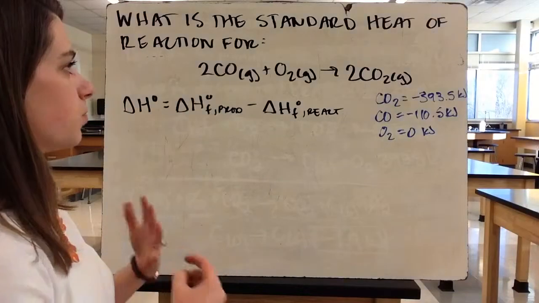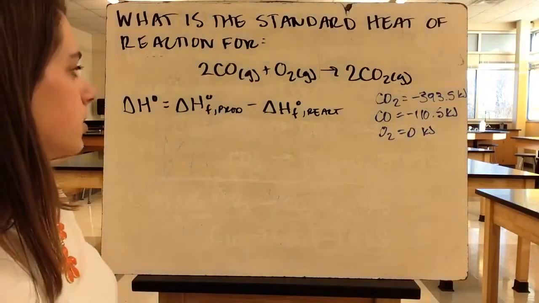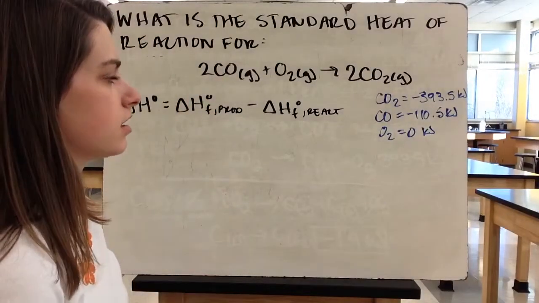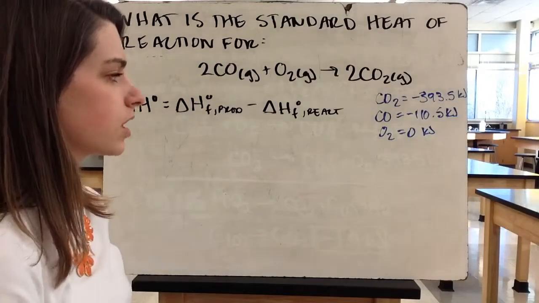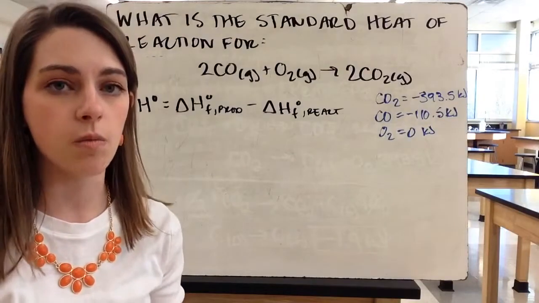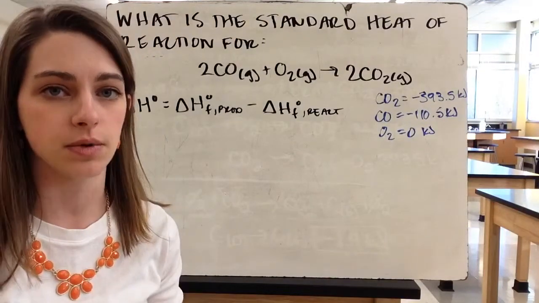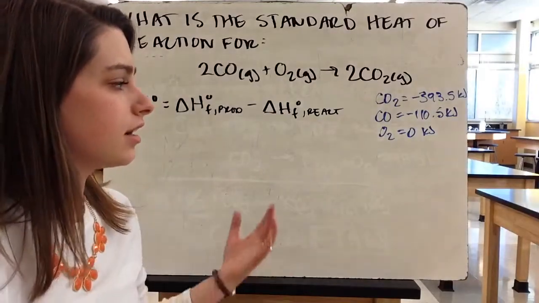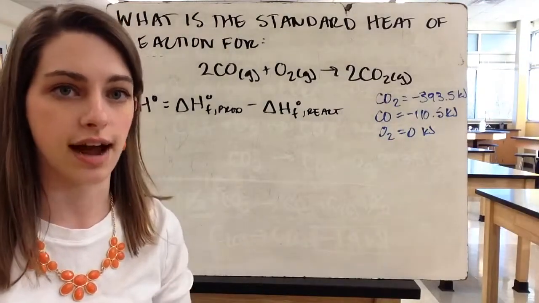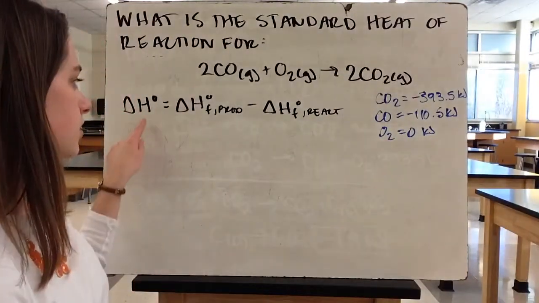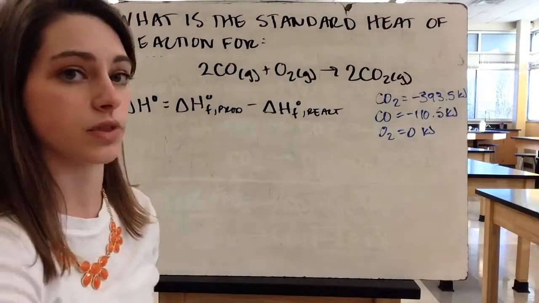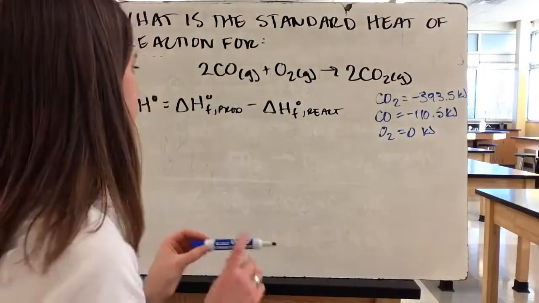So the first example says, what is the standard heat of reaction, or heat of formation, for 2 carbon monoxide reacting with oxygen gas to form 2 carbon dioxides? When we do this, we're going to refer to a table of standard heats of formation. In your homework, you'll have a picture of a table that has all of the heats of formation that you need. For these particular examples, I just wrote the list out on the side. Remember, our formula is the overall heat of reaction is the heats of formation for the products minus the heats of formation for the reactants. So let's plug our numbers in.